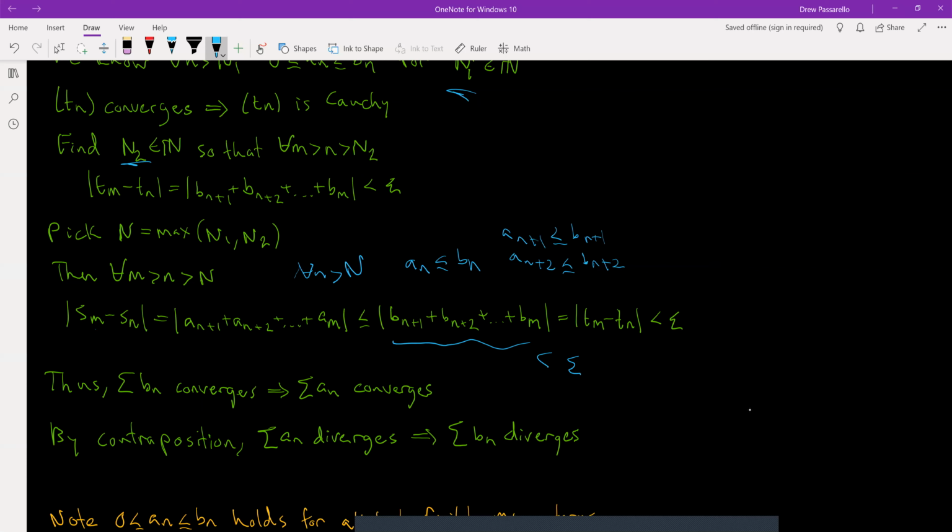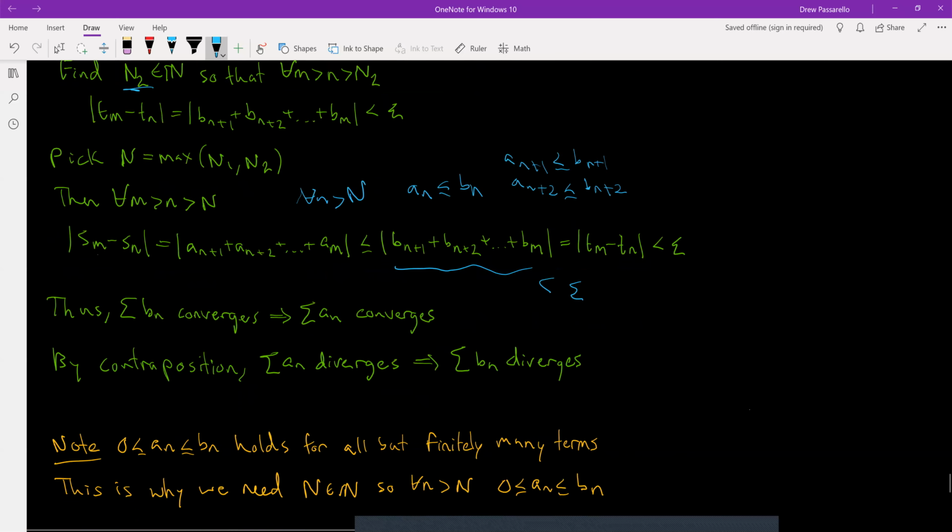So therefore, we've proved that it's Cauchy. Our nth partial sum Sn is Cauchy since we've had it to be less than epsilon. All right, thus we proved the series Bn converges implies the series An converges. So by contraposition, the series An diverges implies the series Bn diverges.